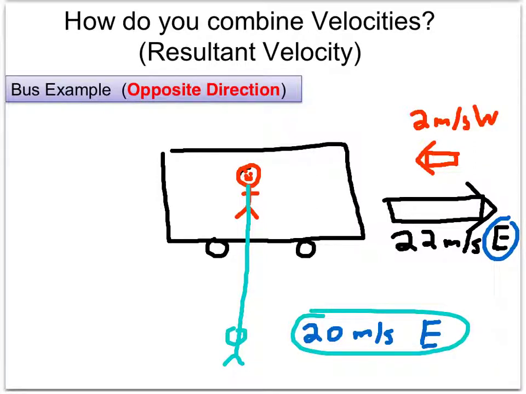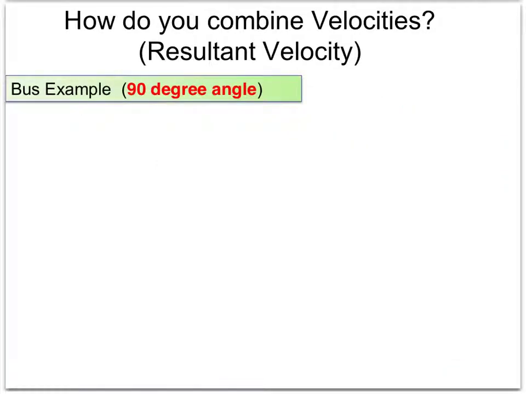And the thing I neglected to say on the previous slide is you can actually draw also the resultant vector. I'm going to draw it a little smaller than this one because this one is going 22, this one's only going 20. So that would be the resultant vector, a little smaller than that, pointing in the direction east. Well, so far so good with that.